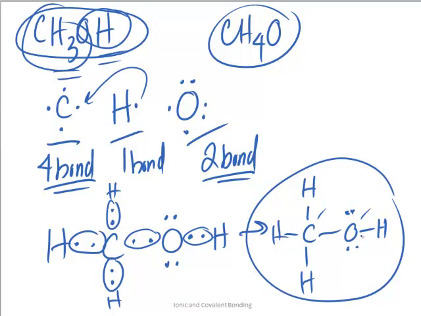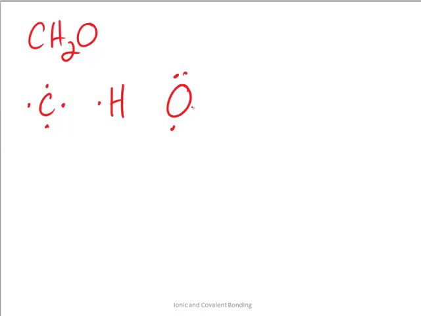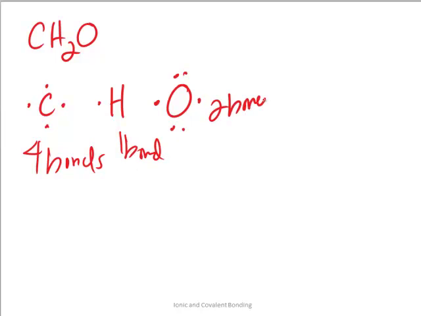Okay, let's look at another compound. Let's say we take a look at CH2O. Oh, okay, another organic compound. Again, we've got carbon with 4 valence electrons, hydrogen with 1, and then oxygen with 6. So again, carbon's going to want 4 bonds, hydrogen 1, and oxygen 2 to get to the octet rule.